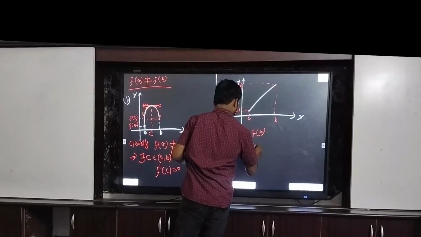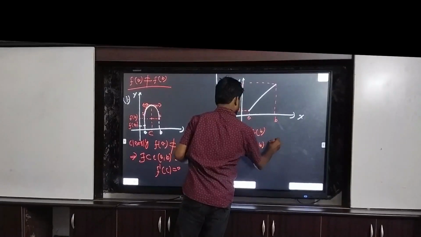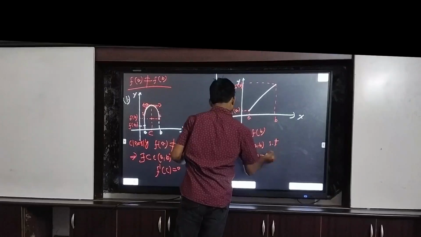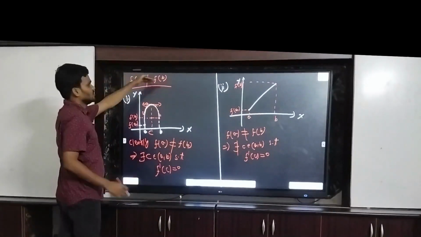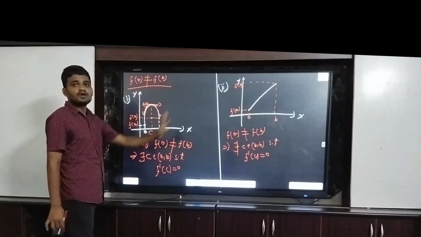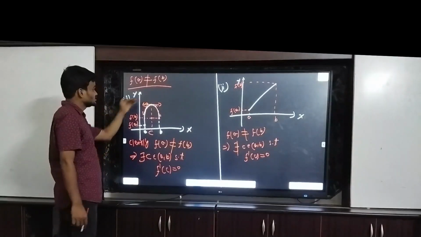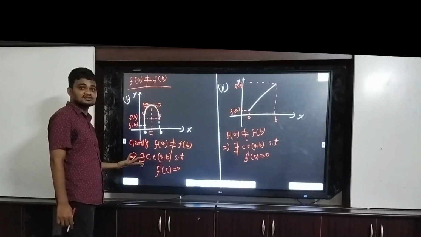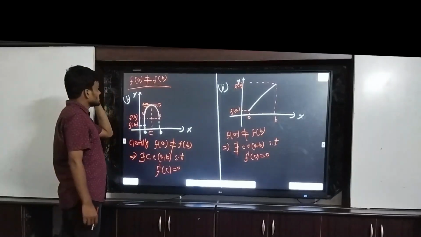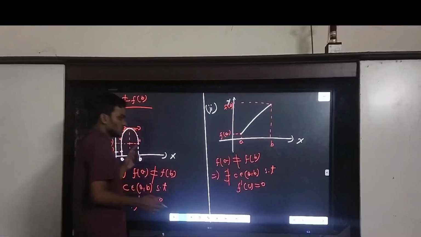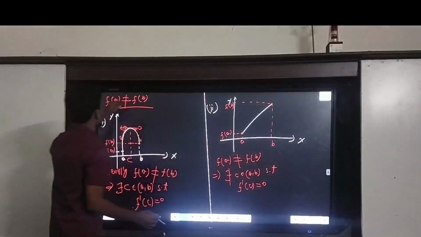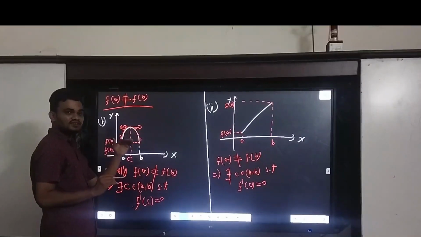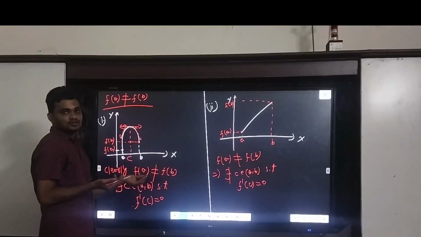So there is no c belonging to the open interval (a, b) such that f dash c is equal to 0. So if f of a is not equal to f of b, we can't conclude anything. Maybe there exists a tangent which is parallel to the x axis, maybe there doesn't. So we observe that if f of a is not equal to f of b, both cases may be possible. Maybe there exists a tangent, maybe there doesn't.